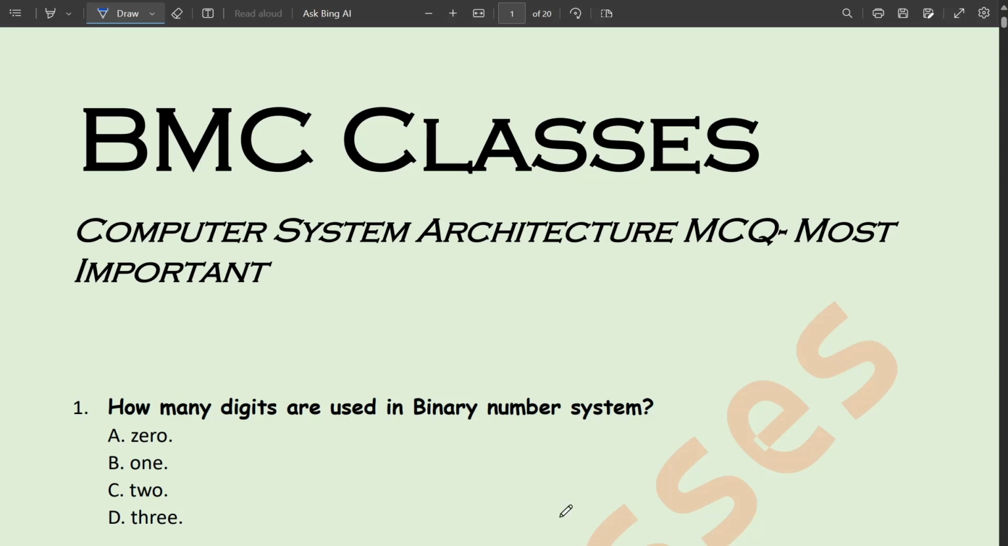Welcome to BMC classes, and today we will discuss the 100 most important questions related to computer architecture. This is also important for the B.Sc 4th semester examination.